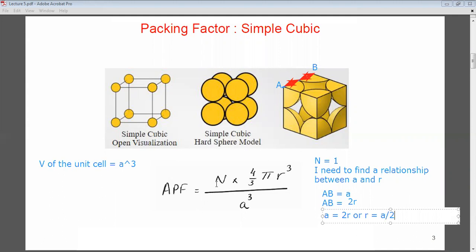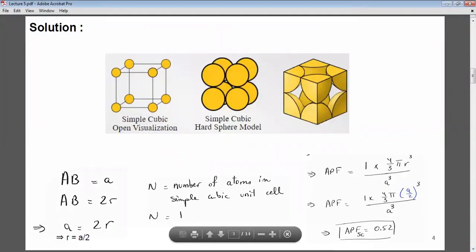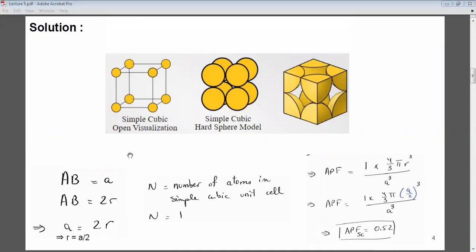Now I come to this equation for the atomic packing factor. I put 1 for N. I put A over 2 for R. I keep this A over here. And then I get the atomic packing factor. A cube will cancel the A cube. You just use a calculator. And then I have 1 times 4 over 3 pi divided by 2 cube. This will give me the atomic packing factor in a simple cubic lattice to be 0.52.